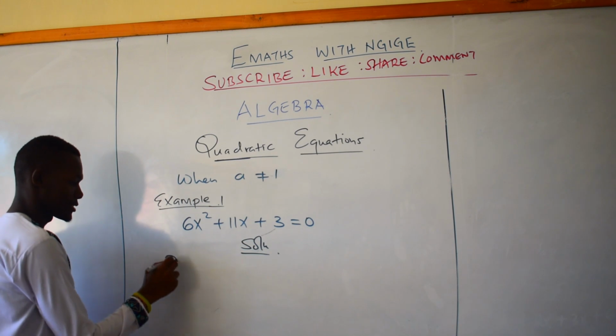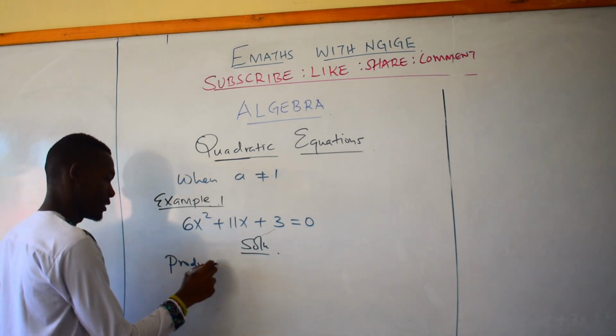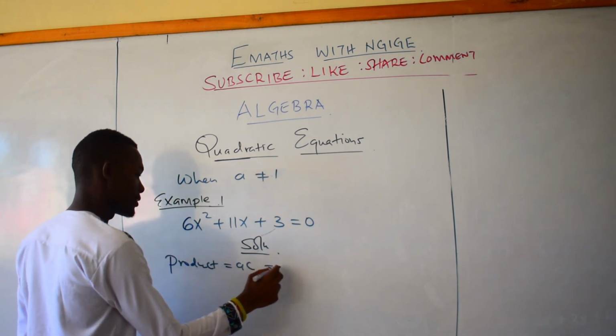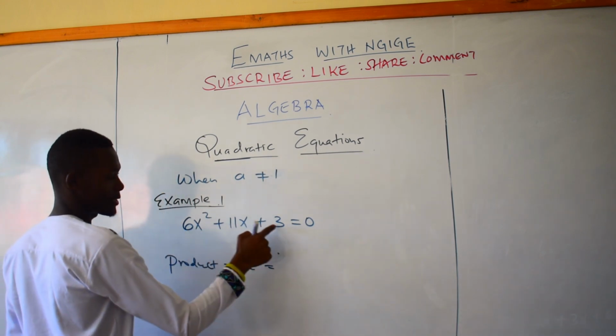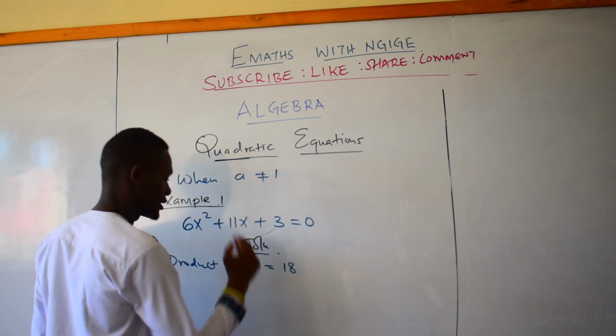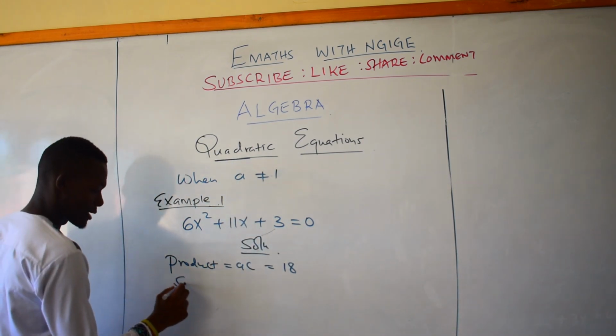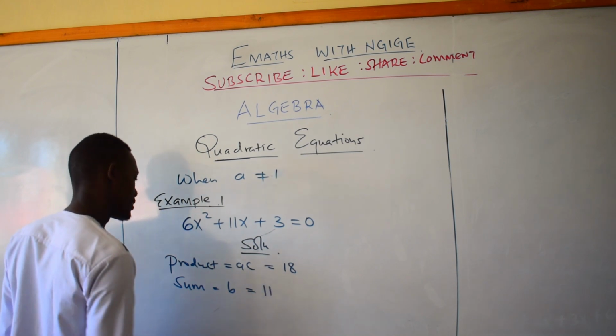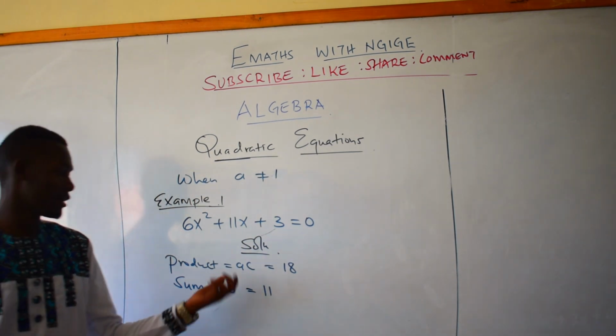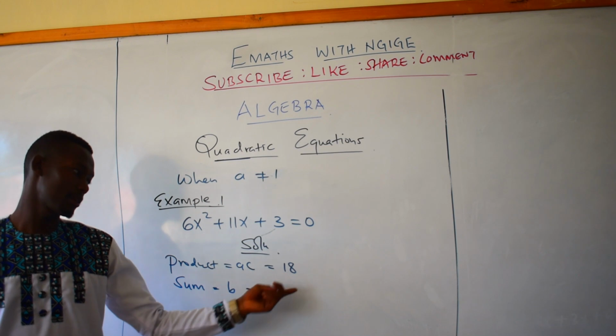Again, find the product. And the product is gotten by ac. What is our a? Our a is 6. Our c is 3. So what is 6 times 3? It is therefore 18. Then we come to the sum, gotten by b. What is our term at b? It is 11.